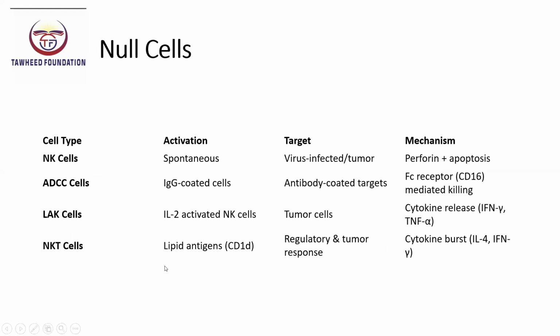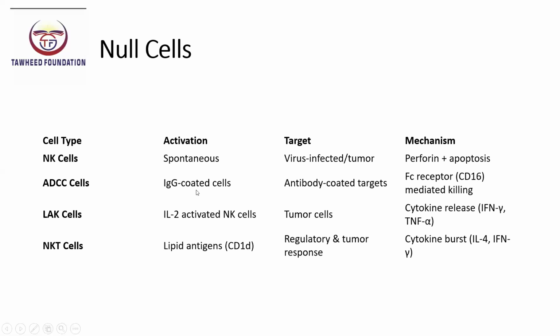Next is null cells. So NK cells, ADCC cells, LAK cells, and NKT cells. We compare their function, target, and mechanism. NK cell: spontaneous activity. It targets virus-infected or tumor cells. Its mechanism is perforin plus apoptosis.